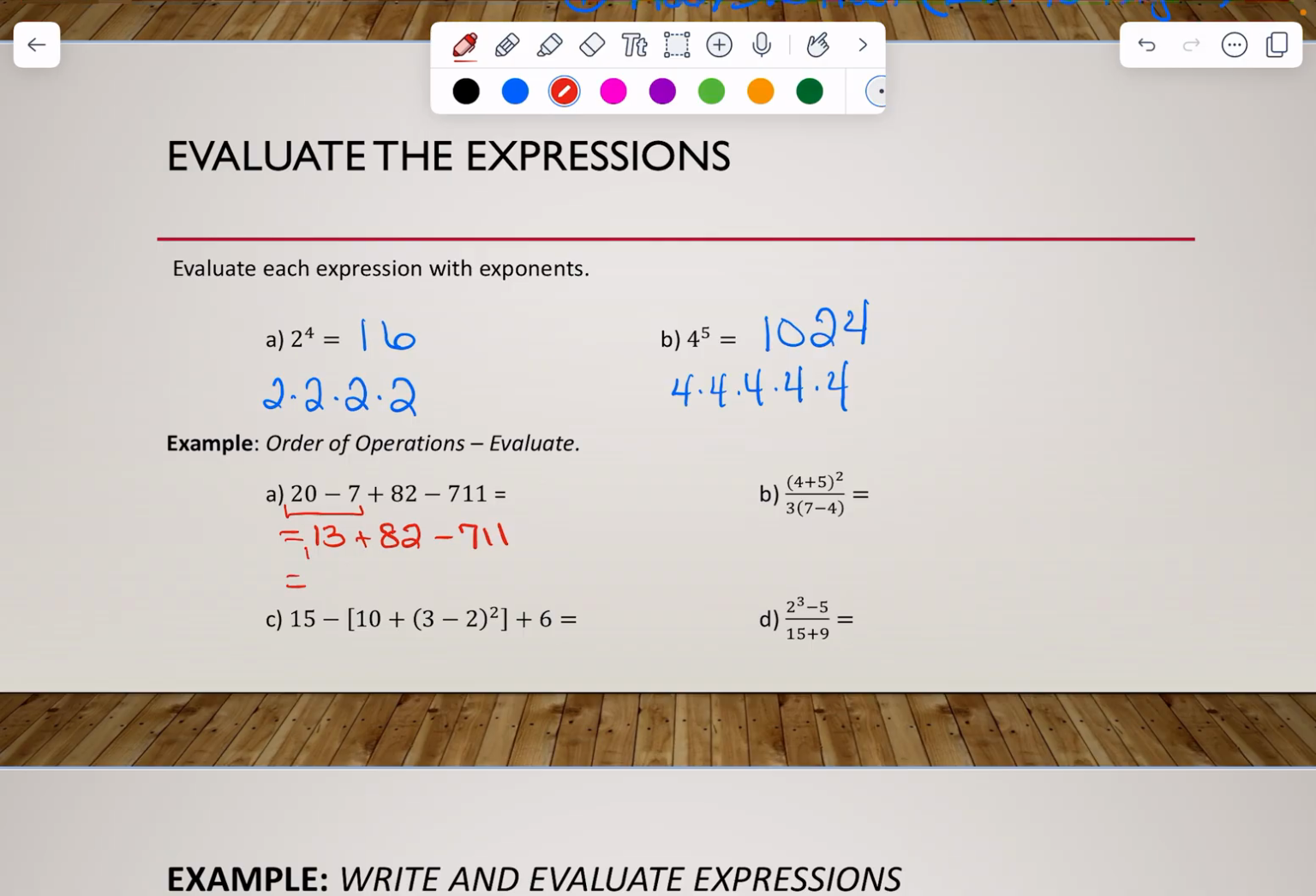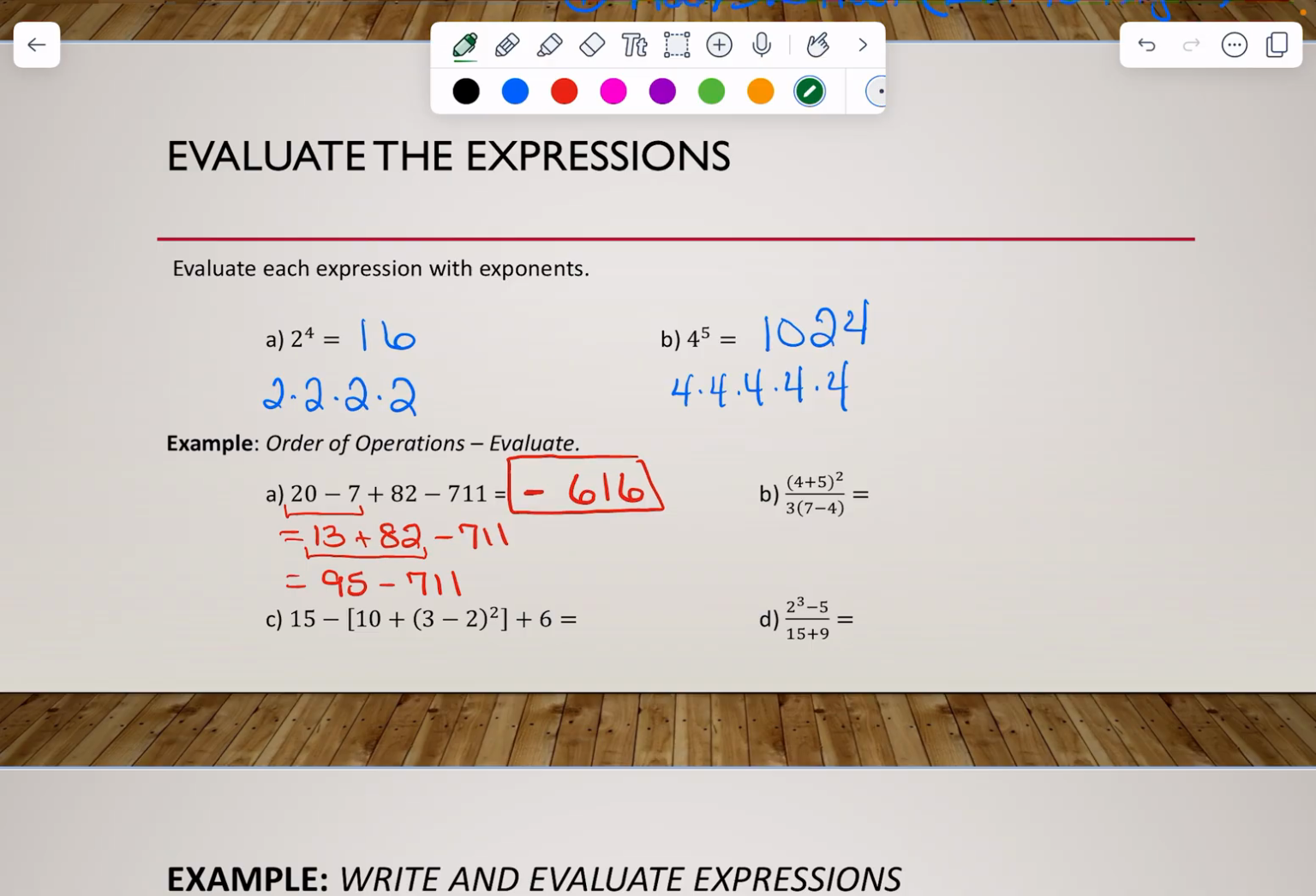Next, I'm going to start again left to right. 13 plus 82. That's going to give me 95 minus 711. And then what I'm simply going to do is that subtraction. 95 minus 711. And that's going to get us negative 616. Okay, let's try another one.